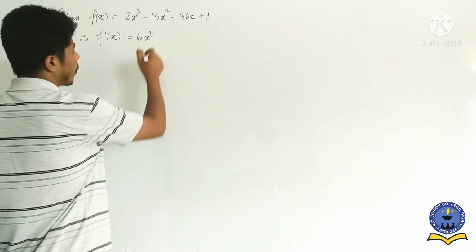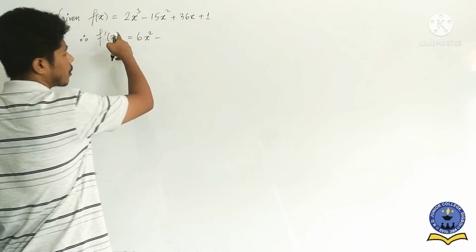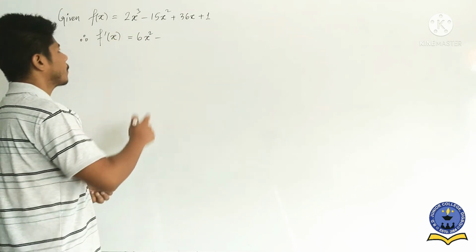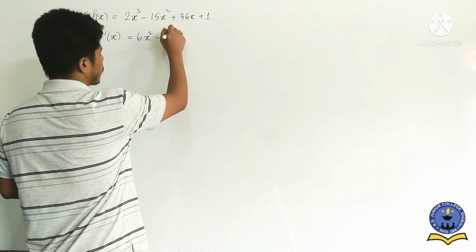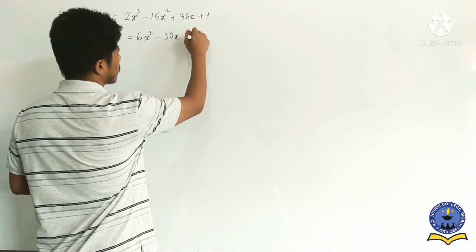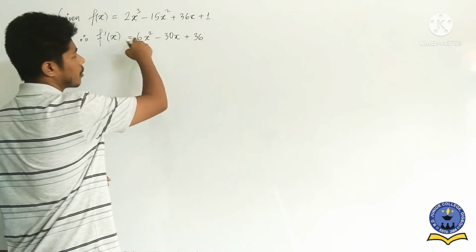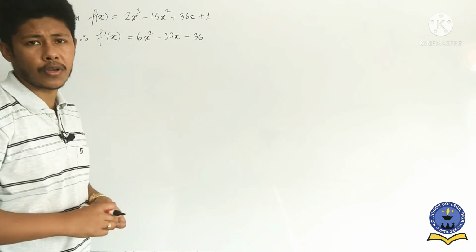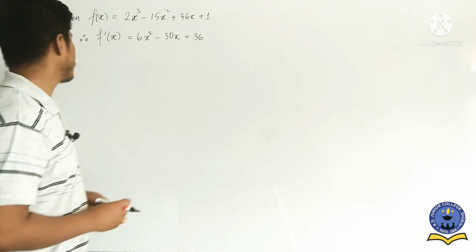Is it clear? Minus 15 is the constant term, it comes outside, then d/dx of x squared is 2x, so 2 times 15 is 30. So here we write 30x. Plus 36 is the constant term, d/dx of x is 1, and d/dx of 1, a constant term, equals 0. All of you understood this?